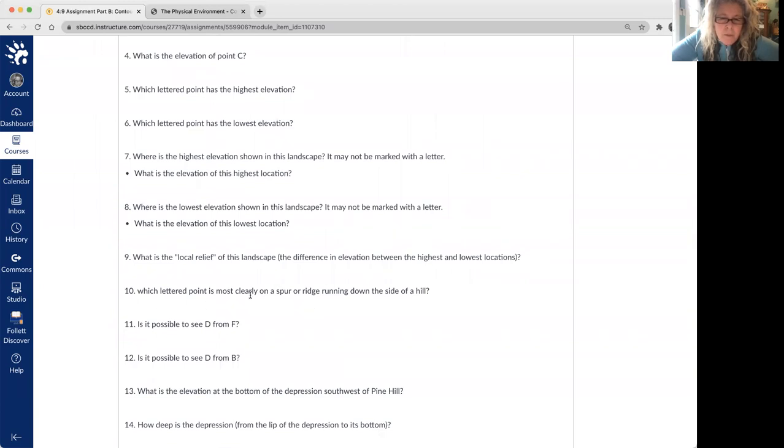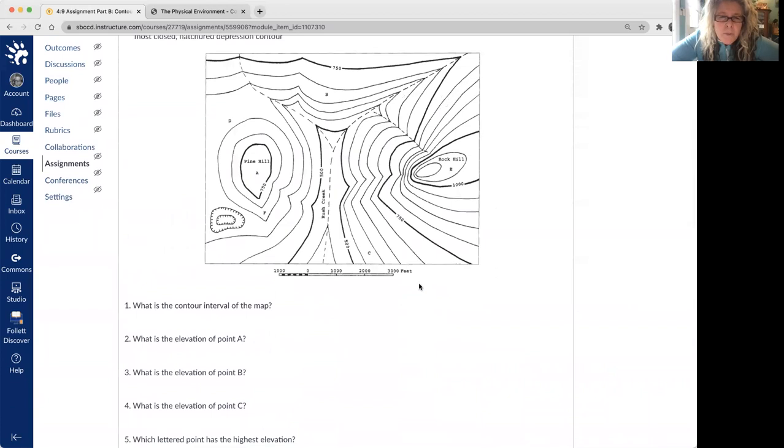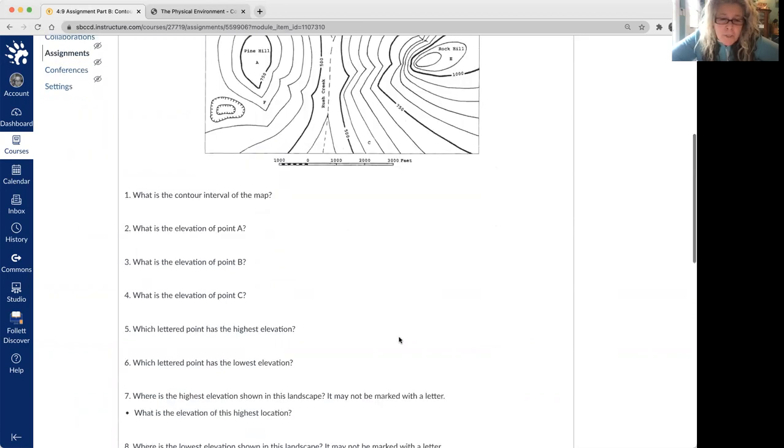Which lettered point is most clearly on a spur or ridge running down the side of a hill? All right, so let's look for a spur or a ridge running down the side of a hill. I'm going to give you guys a hint. It's in this half of the map, and I want you to do your best to figure it out.